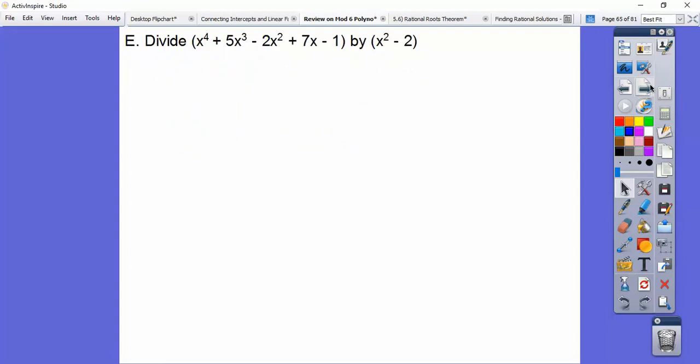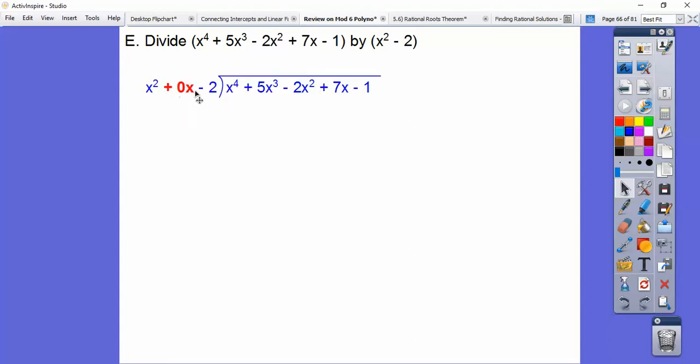Okay, divide. All right. So we cannot do synthetic division because that's not linear. It's a squared, it's a quadratic, so we have to do long division. You can only synthetically divide if that would have been x minus 2. So notice there's a 0x. We have to insert that, okay? And then here we go.